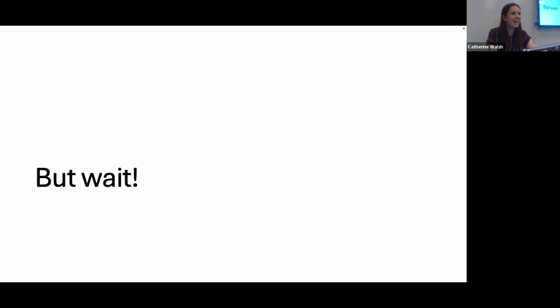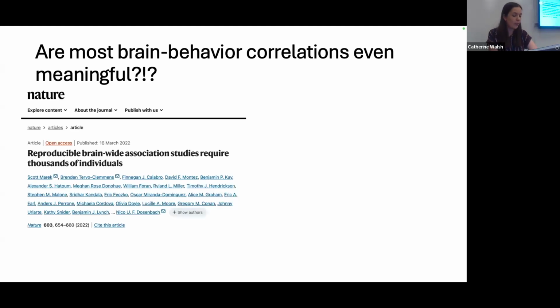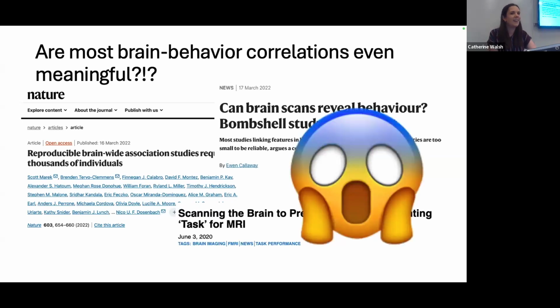But wait, Peter started alluding to this in his controversies lecture last week. There's some recent work that has asked whether most brain behavior correlations are even meaningful. This 2022 paper from Marek et al. took a look at some big open data sets, and in their paper, they suggested that to have reproducible brain behavior correlations, you need to have thousands of subjects. This finding was picked up by a number of different news outlets and generally led to some panic.